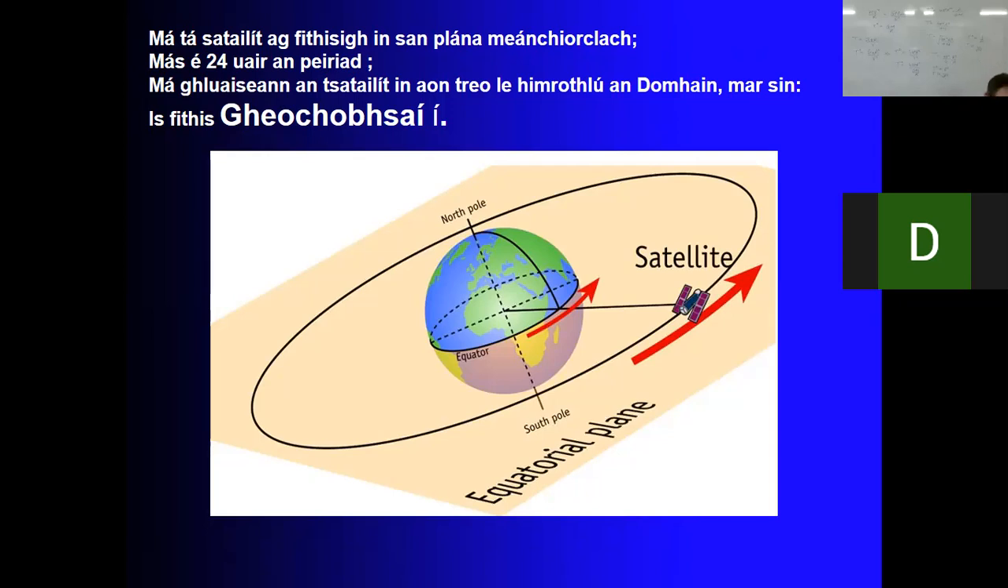Now, the orbit is geostationary if the satellite orbits in the equatorial plane. So the satellite is in the equatorial plane, and it takes the same time as the Earth's rotation. That means T equals 24 hours. The satellite moves in the same direction as the Earth rotates.